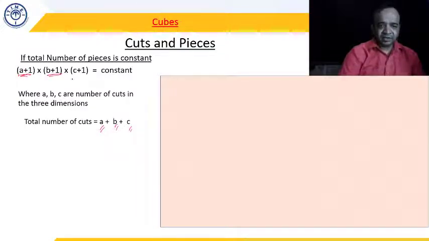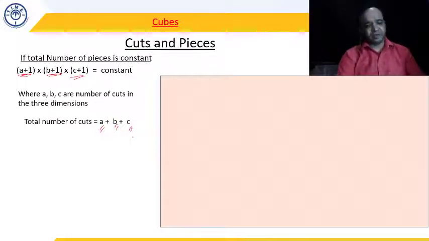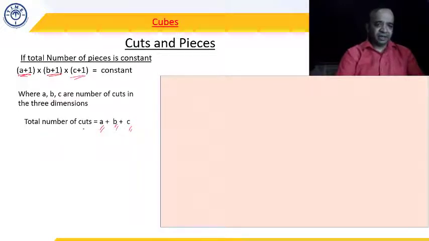So whenever the number of pieces is constant, first we factorize it, and the factor obtained here is subtracted by 1 to get a. b plus 1 is another factor and b is 1 less. c plus 1 is another factor, c is 1 less. So to calculate the total number of cuts, we have to subtract each factor by 1 and then add them. So the total number of cuts is obtained in that way. I hope this is clear.